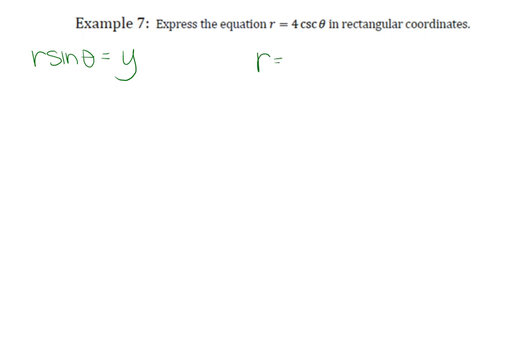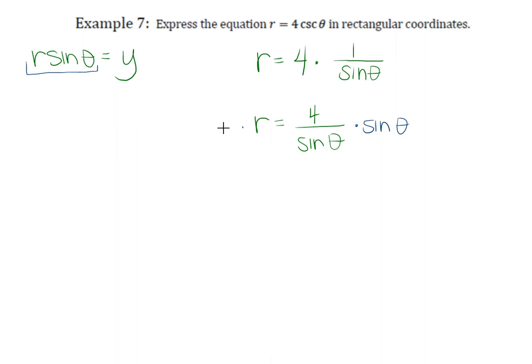So let's think of it. R equals 4 times, well, cosecant is 1 over the sine of theta. So you could also think of this as 4 over the sine of theta, if that would be more helpful. Now, if we know r times the sine of theta equals y, then maybe it's beneficial to us to move this sine of theta over to the other side. So if I multiply both sides by the sine of theta, then on the left side we have r times the sine of theta equals 4.